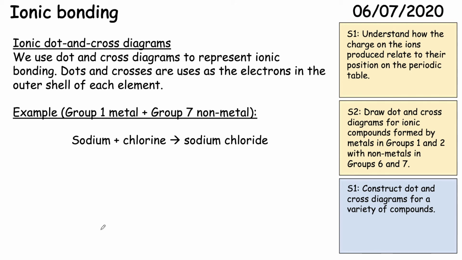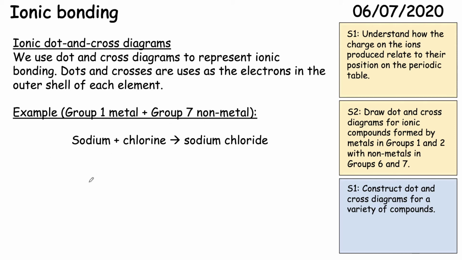So now we're going to look at constructing ionic dot and cross diagrams, which represent ionic bonding. And it's also a very good way of showing what's happening to the electrons. Where are they going? Who's losing them and who's gaining them? So this one here is a reaction between a group 1 metal, sodium, and a group 7 non-metal, chlorine. So let's have a look.